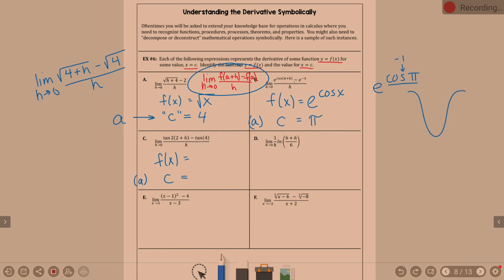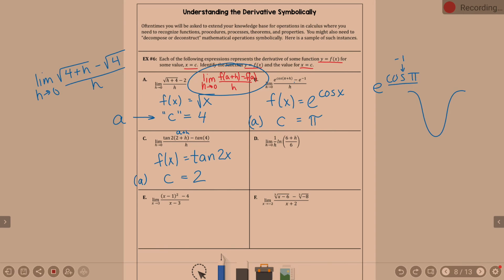Guesses? Where's your variable? Tangent 2x. We were all sold that the tangent was there, right? That wasn't the issue. There's a tangent there. We got that. So this is tangent of 2 plus h. So what is that 2 plus h? That's my a plus h, isn't it? So what is my a or my c value? 2.